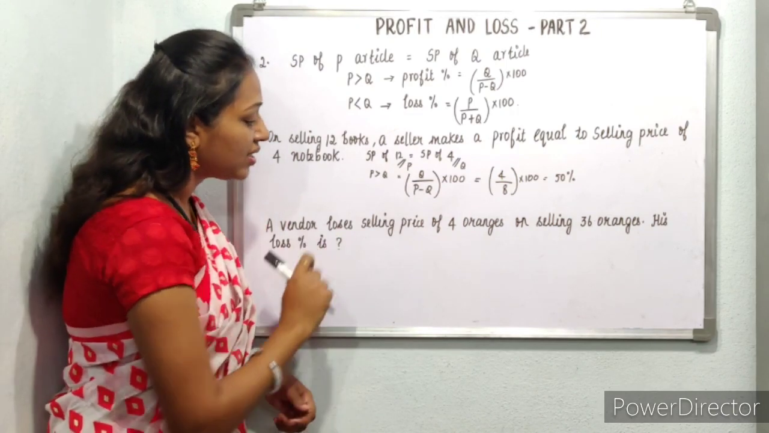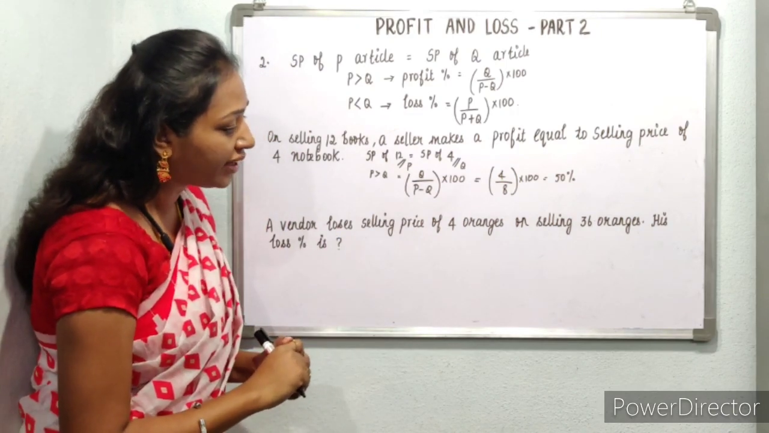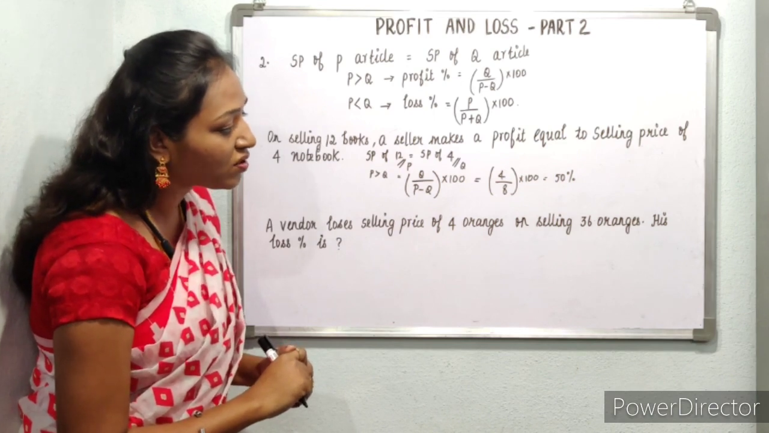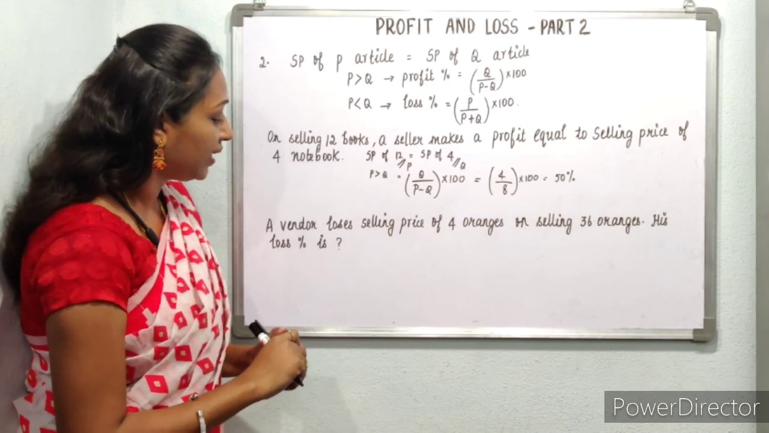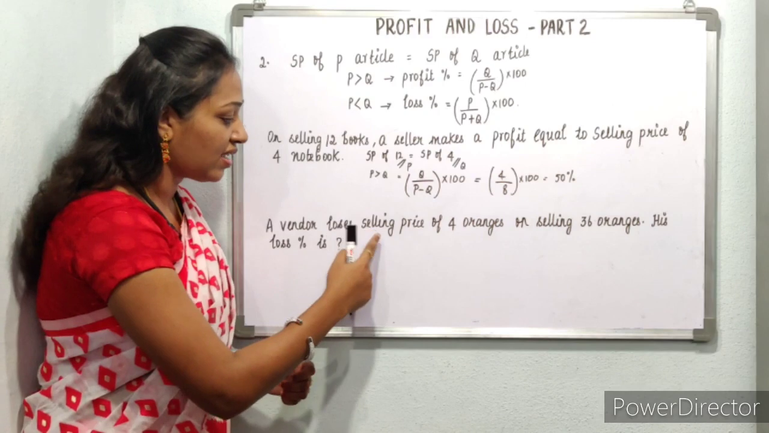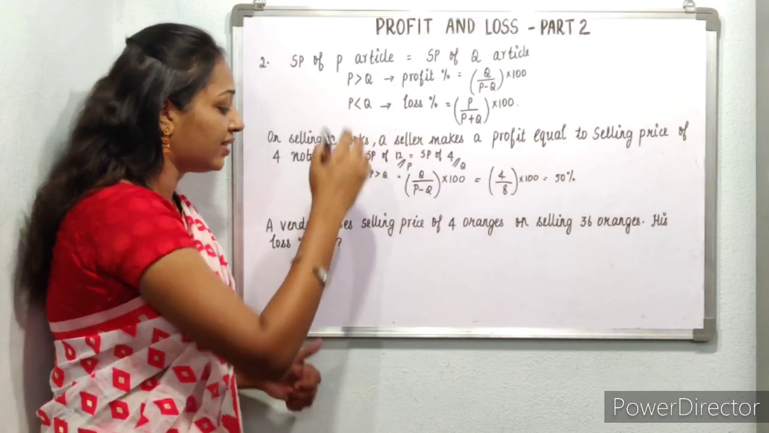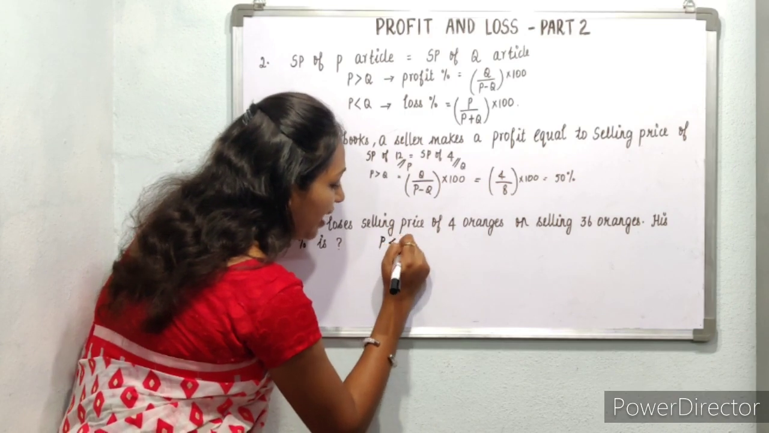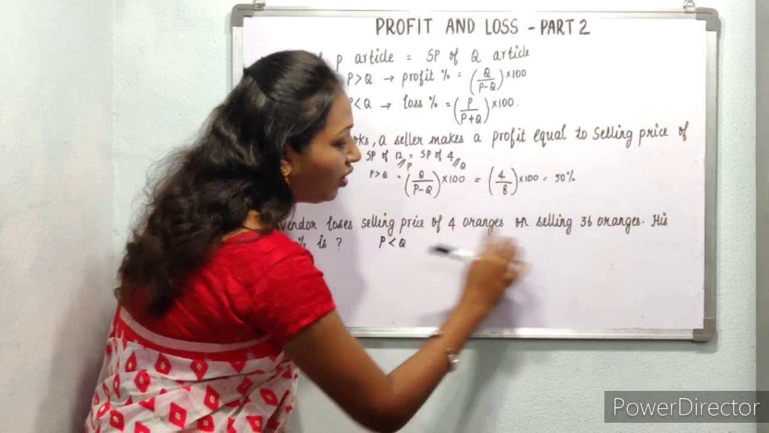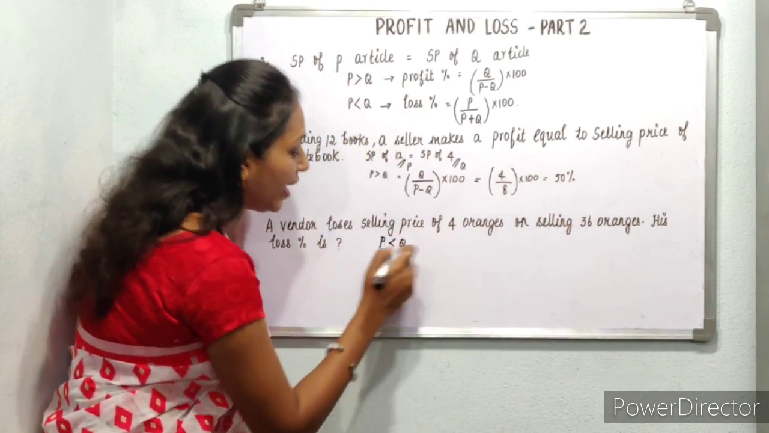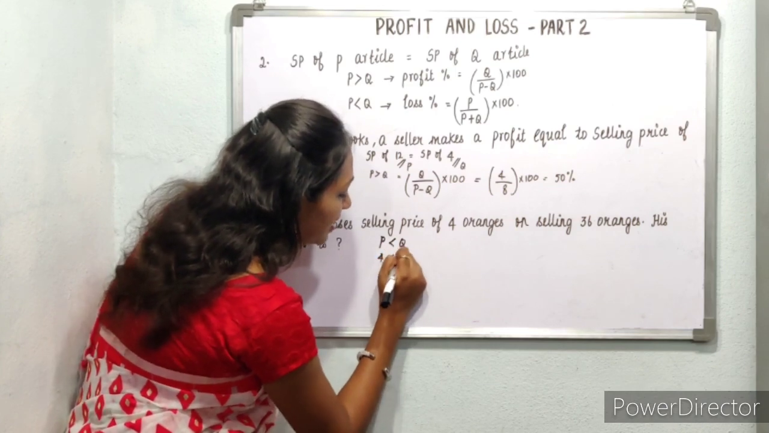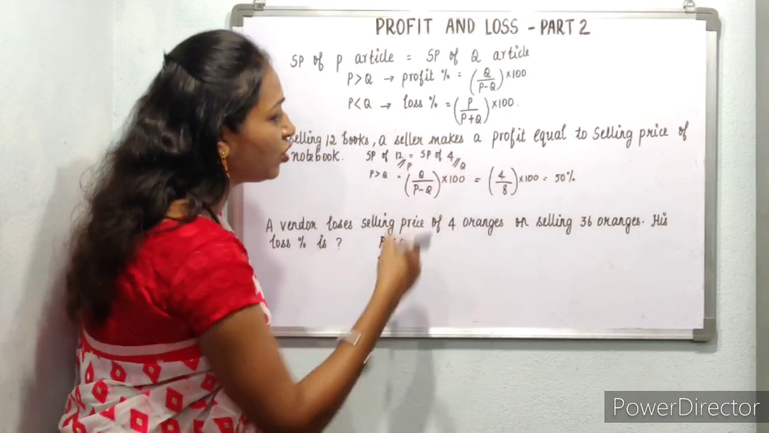A vendor loses the selling price of 4 oranges on selling 36 oranges. What is the loss percentage? Already they have mentioned it is a loss. So if it is a loss, then we have the value of P is lesser than Q. So we have P lesser than Q. So now 4 and 36, which is a lesser value? 4. 4 is lesser than 36. So we can substitute in the formula.